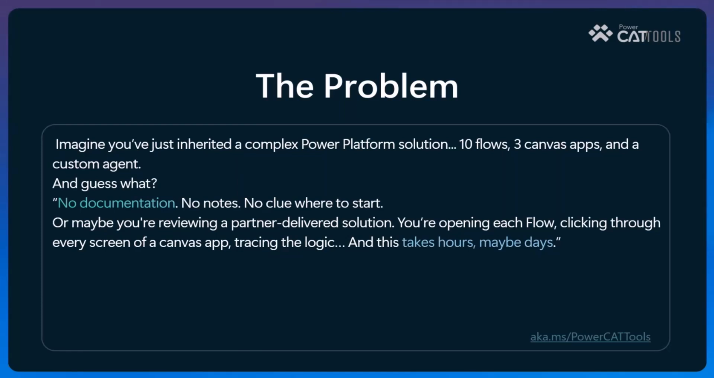Or maybe you are reviewing a partner-delivered solution. You're opening each flow, clicking through each and every screen of a Canvas app, tracing the logic of each PowerFX expression. And this takes hours or maybe days. Now, how many of you have spent over an hour just understanding a solution before even making a change? Research says that on average, to understand a basic to intermediate level complex solution, it roughly takes 4 to 8 hours. And for a highly complex solution, it may even take 3 hours to a week.